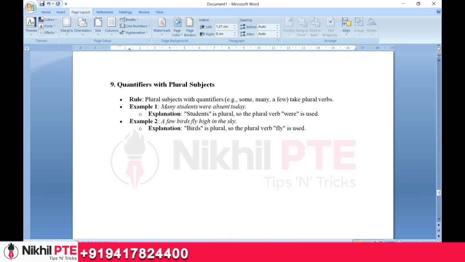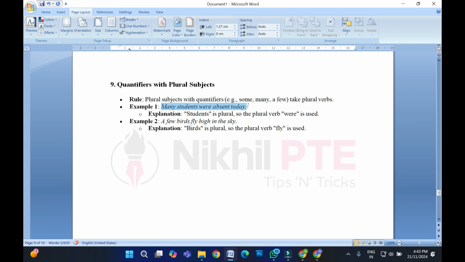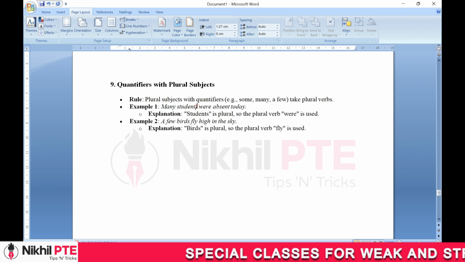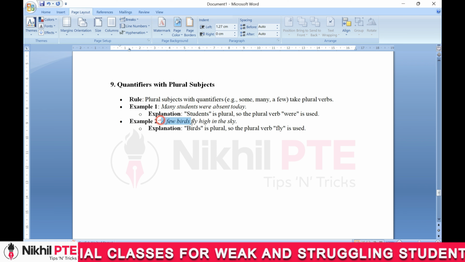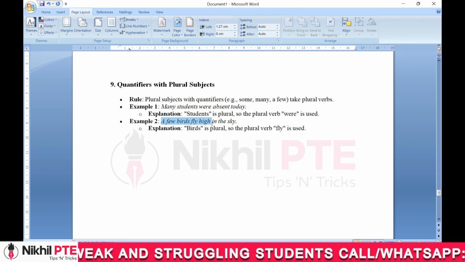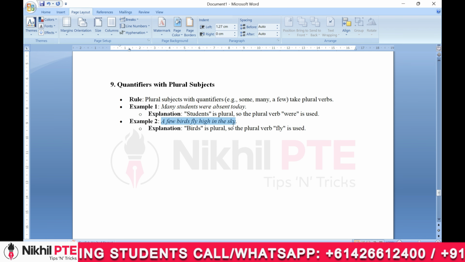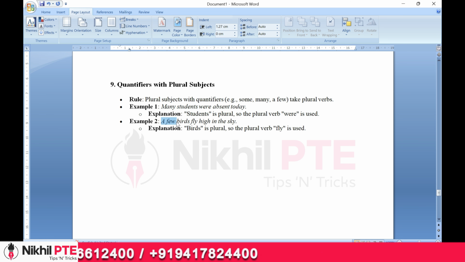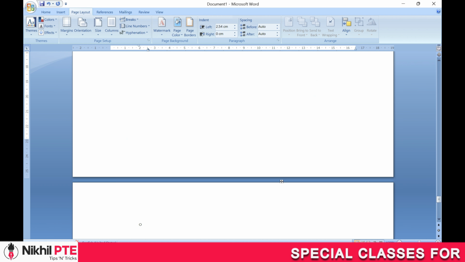Quantifiers with plural subjects. Many students were absent today. Quantifier means some, many, a few. Then we will take plural verbs. Many students were absent today. Many students means obviously many, plural. A few birds fly high in the sky. A few is also plural. Birds is also plural. Birds is the subject, and so the plural verb fly will be used.